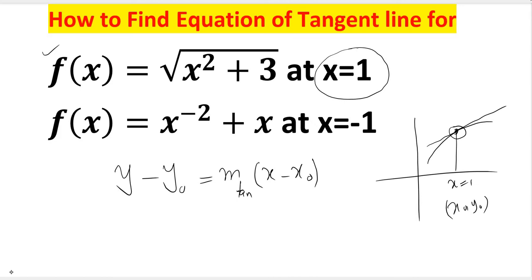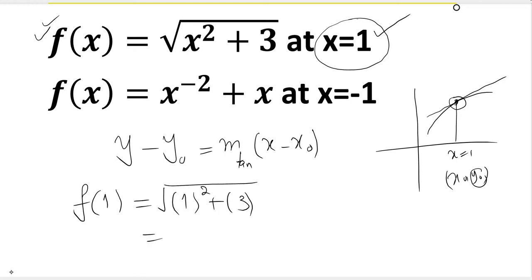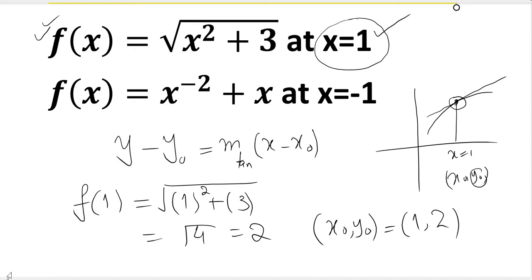We are given x equals 1, so what we need is to find our y. We find y by putting x equals 1 into the function. 1 plus 3 is 4, and the square root of 4 is 2. So the point x0, y0 is (1, 2).